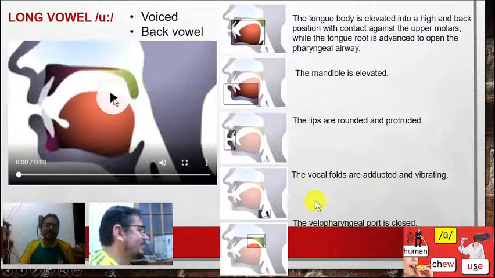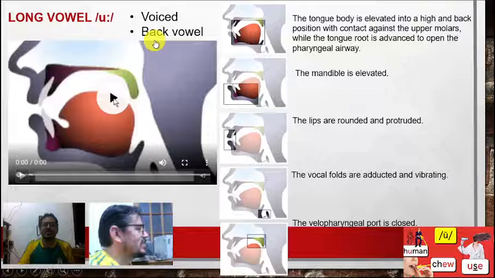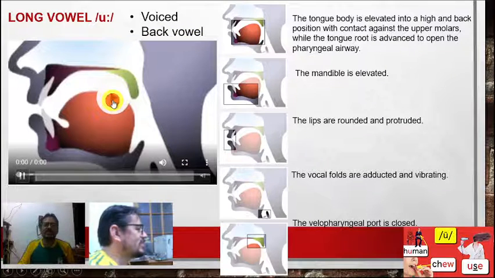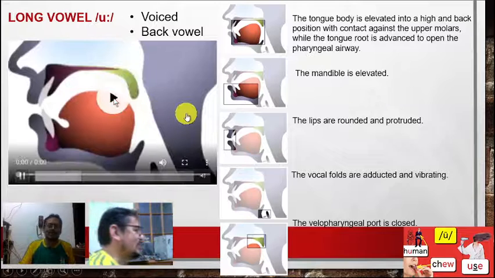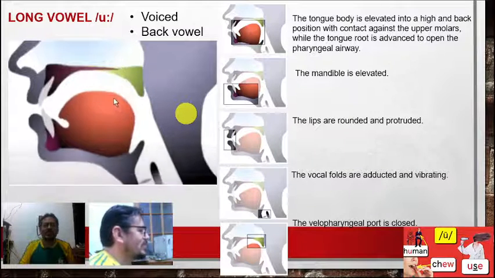Okay, let's see a long vowel. The vowel U is a voiced sound and is a back vowel. A back vowel. Let's hear it. U, U, U.